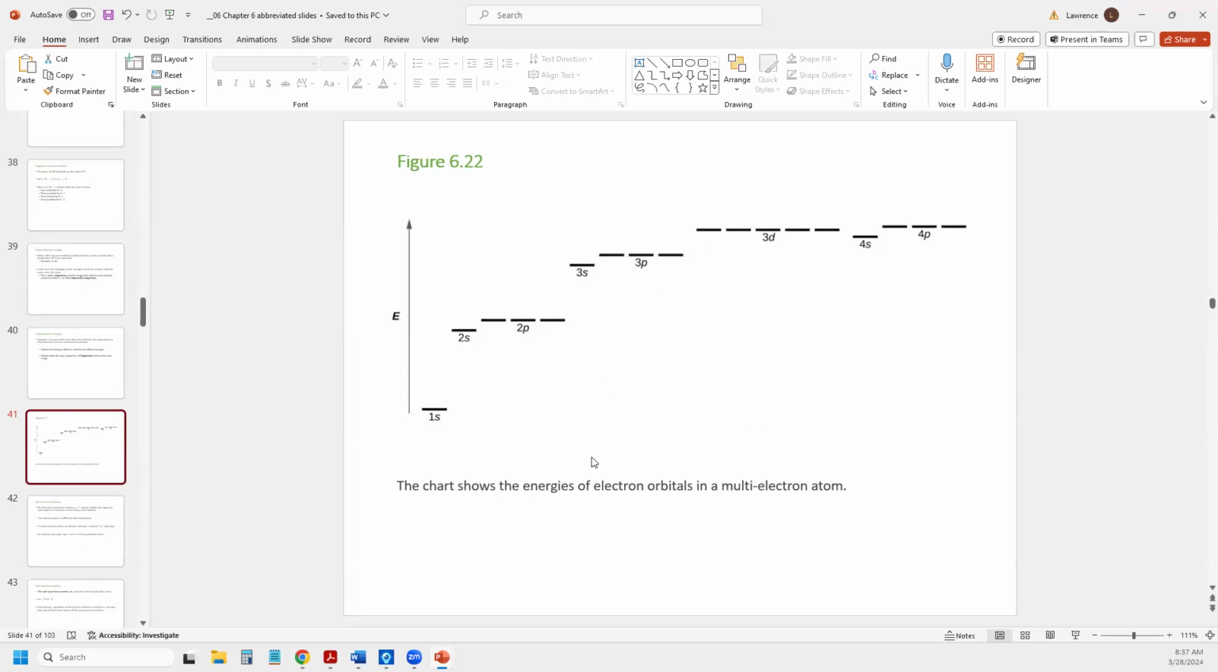And then spin. The rule is you can only have 2 electrons per orbital. And the other rule is no 2 electrons can have the exact same 4 quantum numbers. So they have to have some difference. So if I have an electron in the 1s orbital, n is equal to 1, l is equal to 0, m sub l is equal to 0.